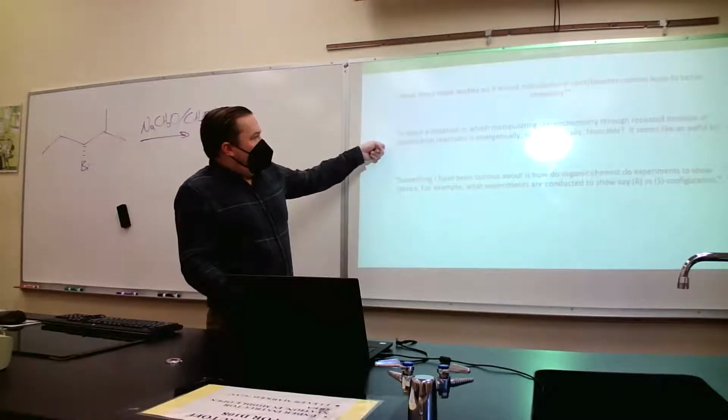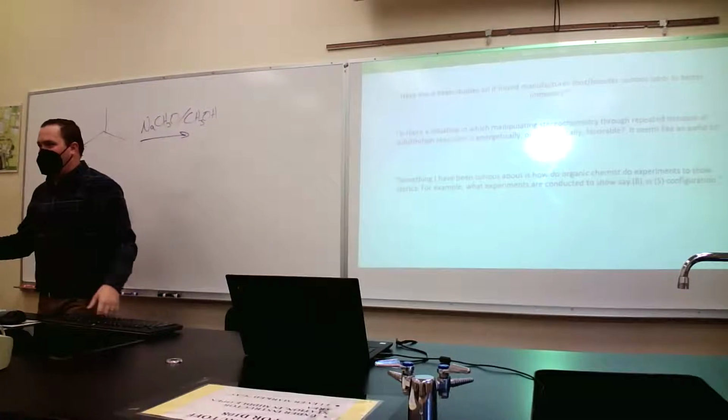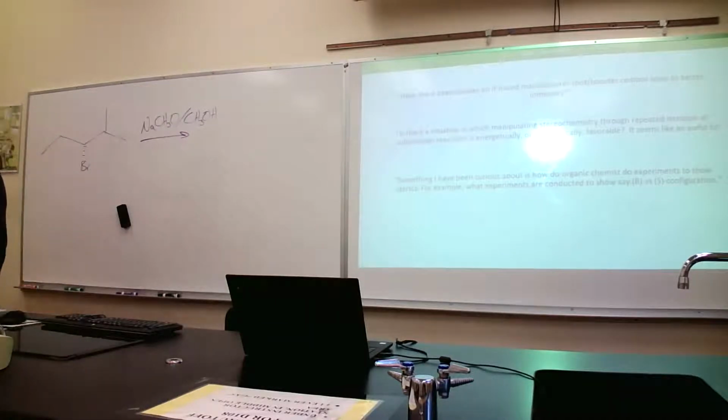Is there a situation in which manipulating stereochemistry through repeated iteration of substitution reactions is energetically or economically favorable? It seems like an awful lot of work to try to get one specific stereoisomer. And it is, sometimes. The problem is that the potential downsides to not doing that, especially if you're dealing with a pharmaceutical, are really, really high. Like thalidomide is the one that always gets used as an example. Have we talked about that in this class yet?